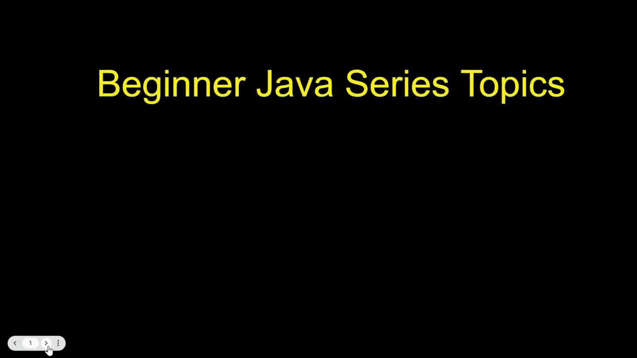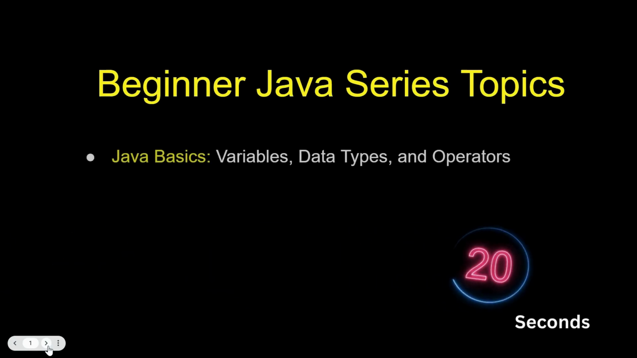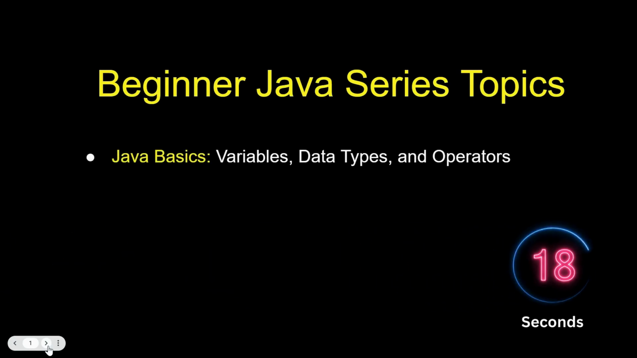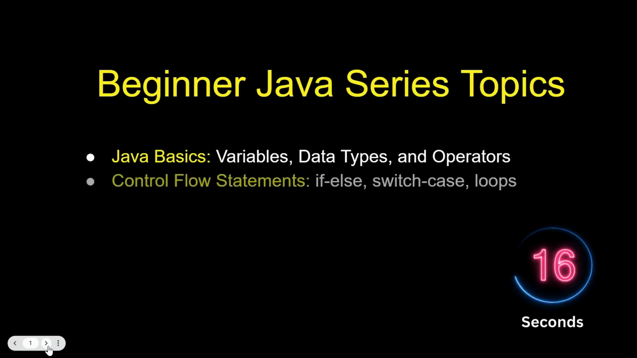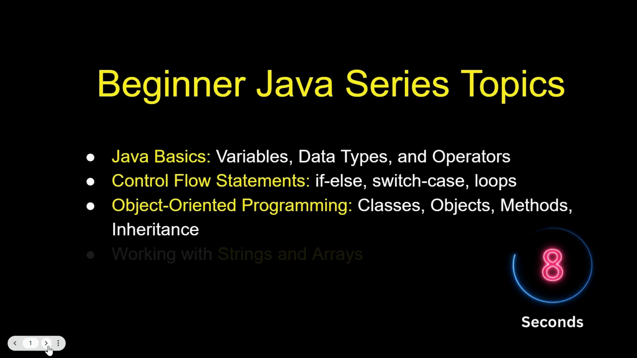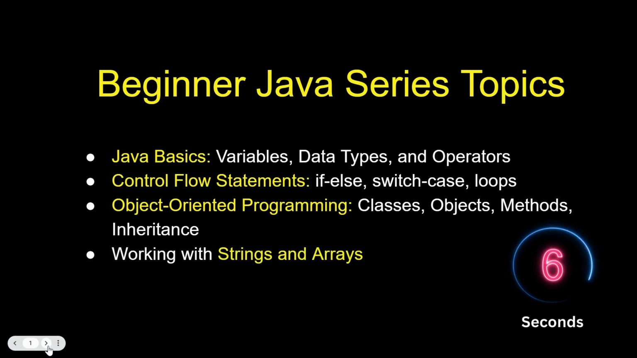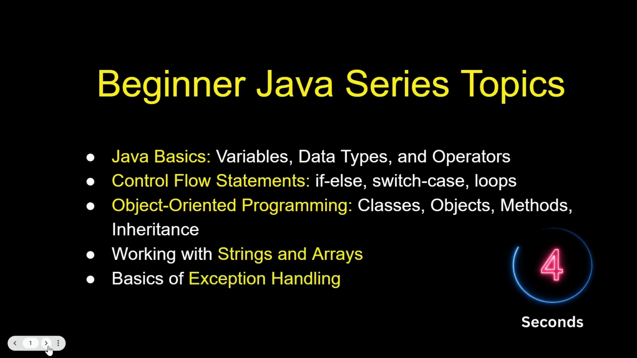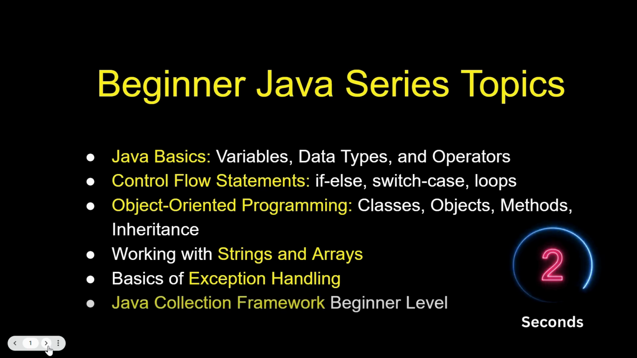Let's look at what we'll be covering in this course. Java basics such as variables, data types, operators, control flow statements, object-oriented programming concepts such as classes, objects, methods, inheritance, etc. We'll be working with strings and arrays. Basics of exception handling. We'll also learn about Java collection framework at a beginner level.